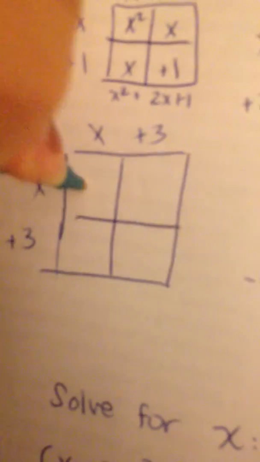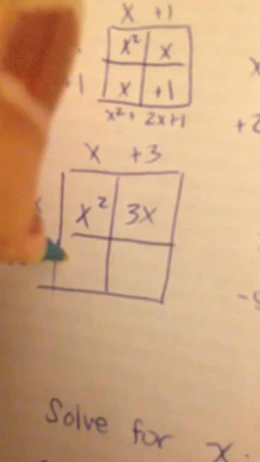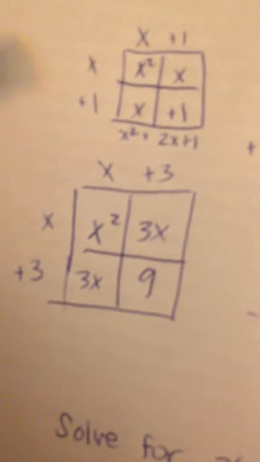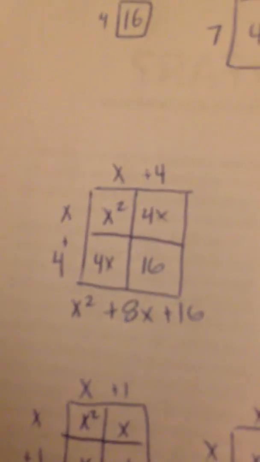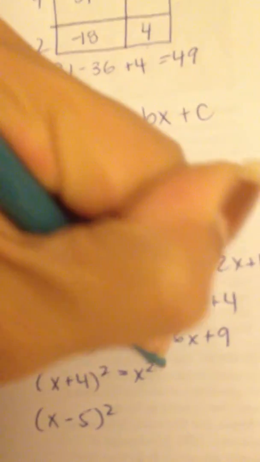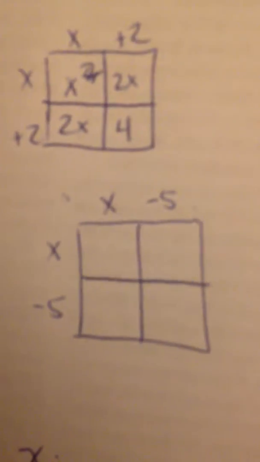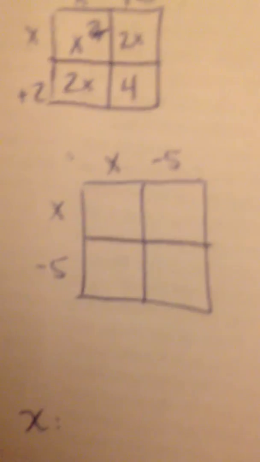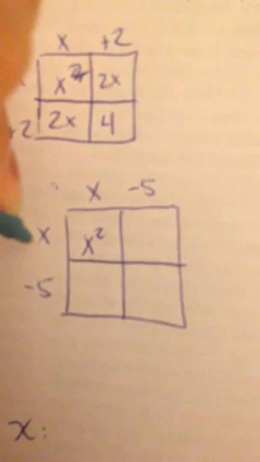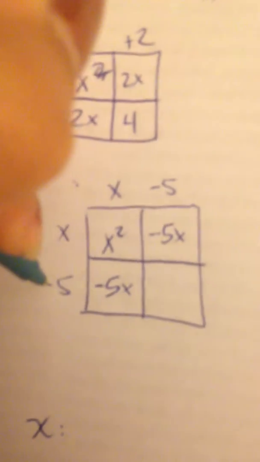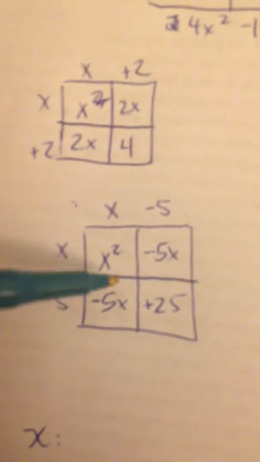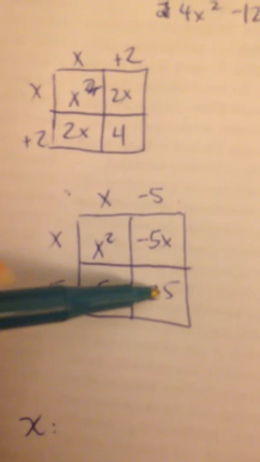Same thing here, x squared, 3x, 3x, 9. X squared plus 6x plus 9. We've already done x plus 4 and x plus 4. I'm just going to rewrite it here. x squared plus 8x plus 16. And I'm going to do one with subtraction. So x minus 5 times x minus 5 is x squared. Negative 5 times positive x, negative 5x. Same thing. Negative times a negative is a positive 25. So x squared minus 10x plus 25.